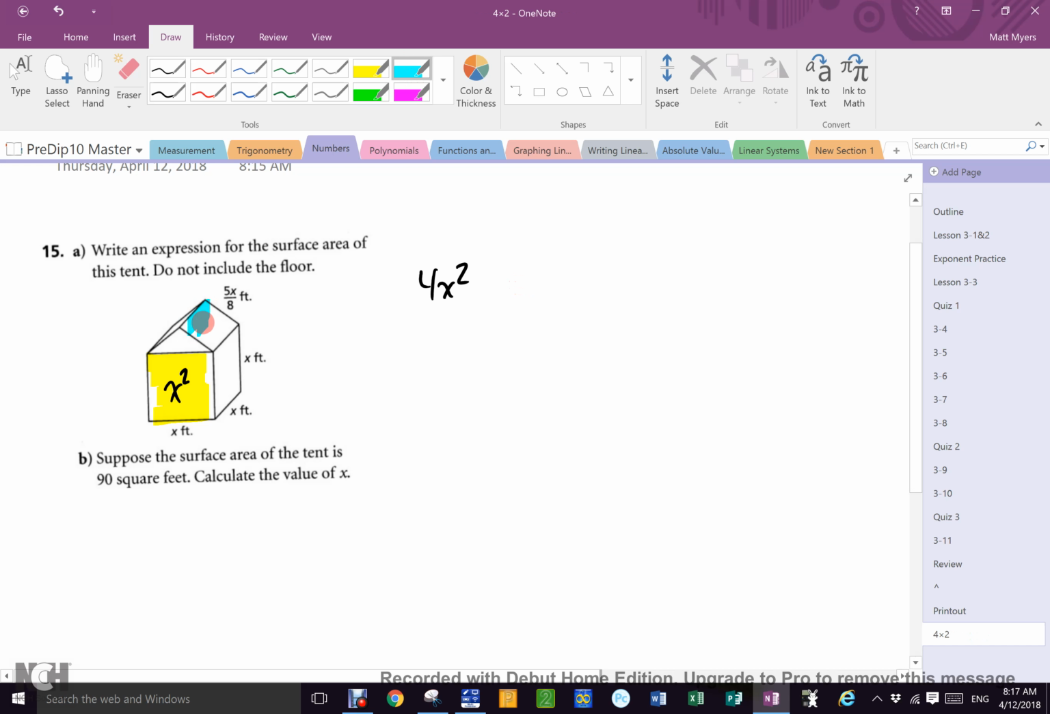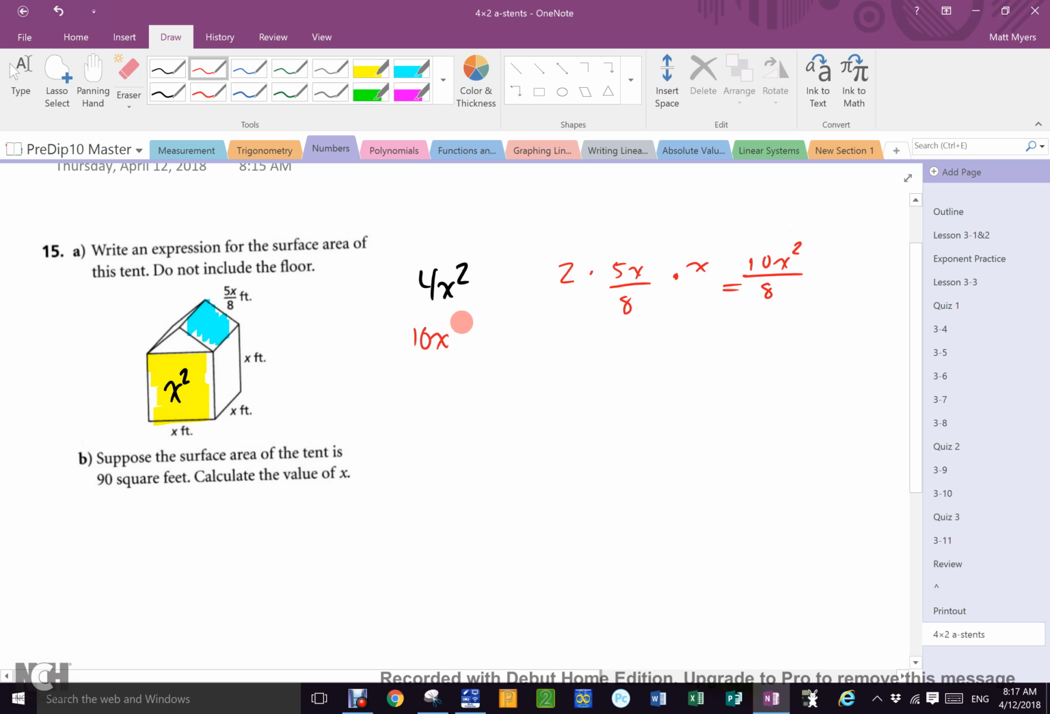What's this guy? 5x over 8 times x. And how many of them are there? 2. So there's 2 times 5x over 8 times x, right? Okay. What's 2 times 5x? 10x. And 10x times x is 10x squared over 8, right? So that is the roof.